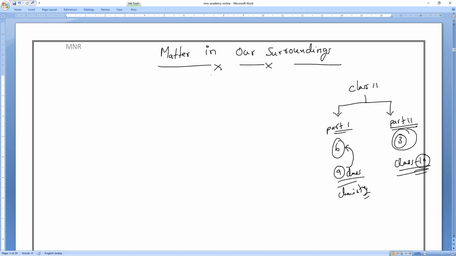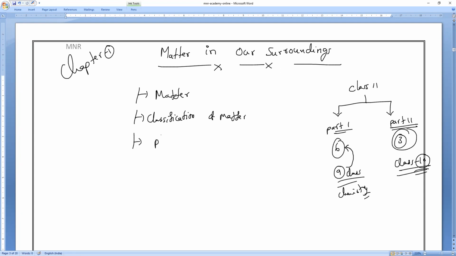So matter in our surroundings is chapter 1 in our class 9th science, as well as the first chapter in our chemistry. In this chapter, we are going to discuss what is matter. Okay, it's a very simple chapter. Next, we are going to study classification of matter. What we are going to study in this chapter is very important. Next, we are going to study the physical nature of matter. Next, characteristics of particles of matter, means the behavior of solids, liquids, gases. We all know the states of matter.